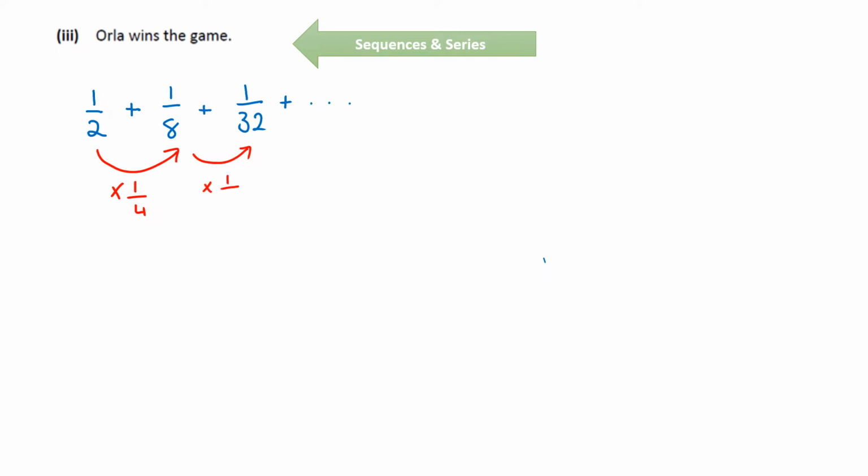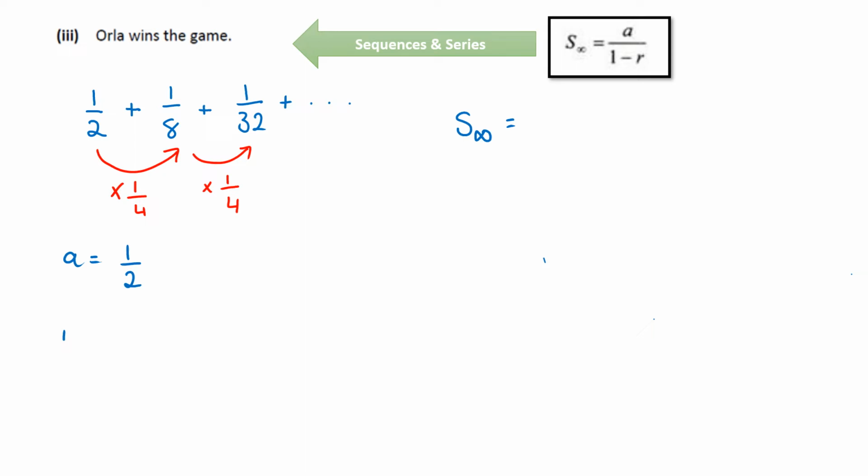And we want to add together all of these basically forever, because she could keep losing until the numbers get really big. So the best way, or the only way, to find the full probability of Orla winning the game, not on any given toss, but the full game, is to do the sum to infinity. The sum to infinity formula is a over 1 minus r. So we need to figure out a, the first term, which is 1 over 2, and r, the common ratio, which is 1 in 4.